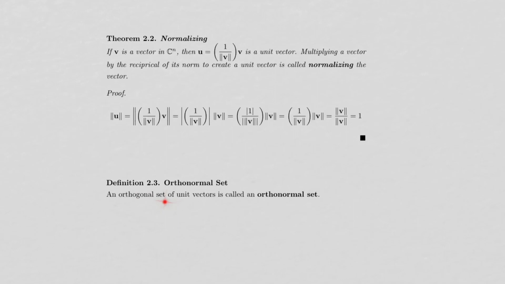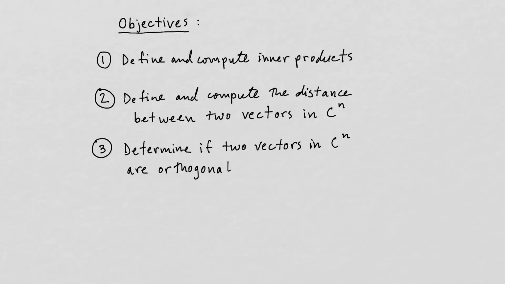And then finally we say, if I have an orthogonal set, so a set of vectors that are pairwise orthogonal, if they're all unit vectors, then it's called an orthonormal set. And we'll see later that these types of sets, orthonormal sets, have some really nice properties. Okay, now you should be able to compute inner products, compute distance between vectors, and use inner products to decide if two vectors are orthogonal.